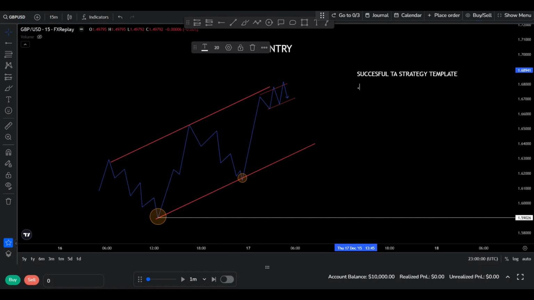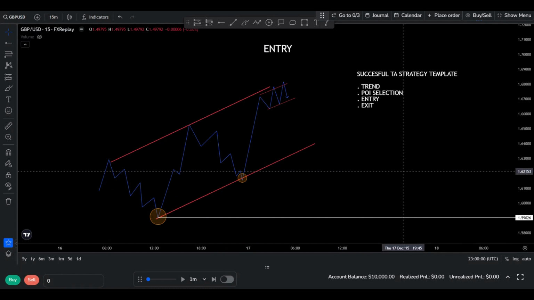So what is it? What's the first thing? They have a trend highlighting checklist strategy. They have a POI selection strategy. They have an entry strategy. They have an exit strategy, guys. This is what every successful, complete analysis strategy literally has.